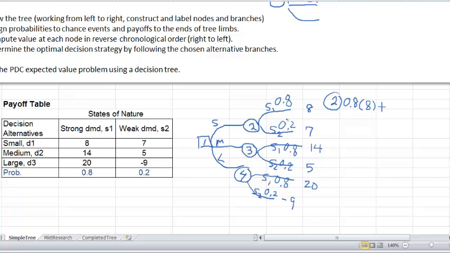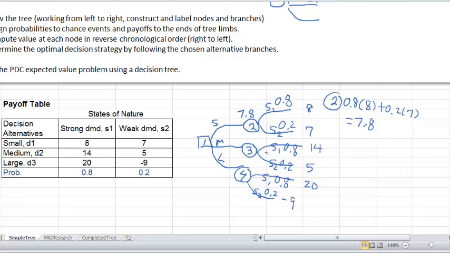And then plus second branch, multiply the probability by the payoff. So this calculation we already have from our original example. We got 7.8 as the answer. And then we write down the answer right above the node.